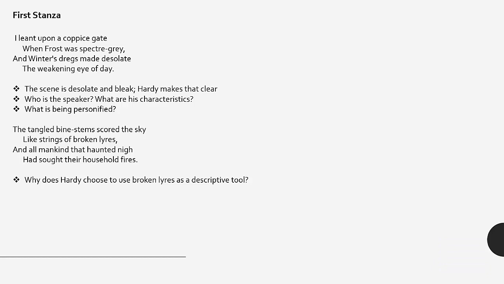This lack of detail makes it easier for the reader to identify with the speaker. This helps lend the poem a kind of universalism. Notice that the day itself is also personified, and it has a weakening eye. "The tangled vine stems scored the sky like strings of broken lyres." A lyre is a classical Greek instrument, so this simile suggests a loss of the classical, old ways of doing things. The whole poem gives you a sense of the decline of the state of things.